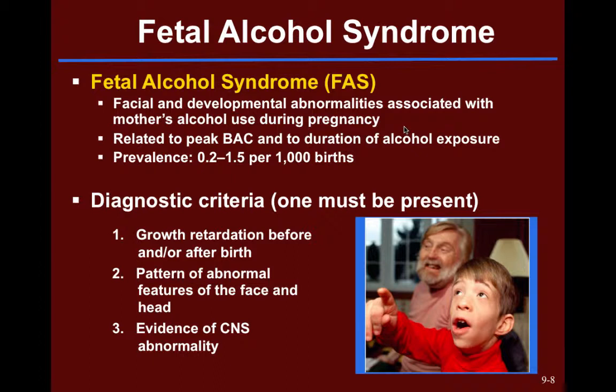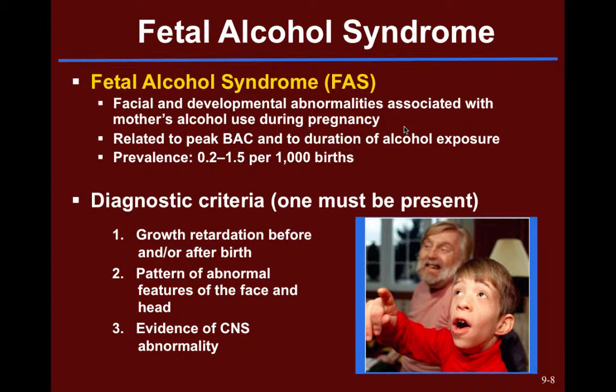So if a child is exposed to high amounts of alcohol in utero, and actually the amount is in question, so we shouldn't say high. If a child is exposed to alcohol in utero, we may see these facial and developmental abnormalities. Now this is related to the highest level that blood alcohol concentration reaches and to the duration of alcohol exposure. Women who don't know they're pregnant yet and may have been drinking before they knew they were, this is rarely a concern just because of these stages of brain development.